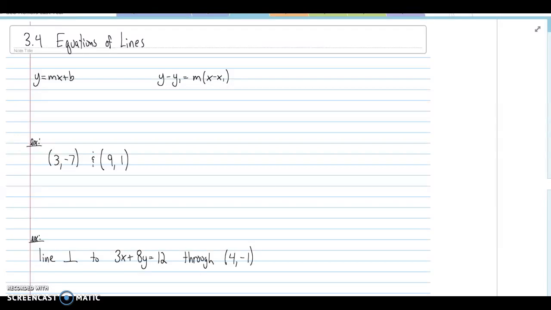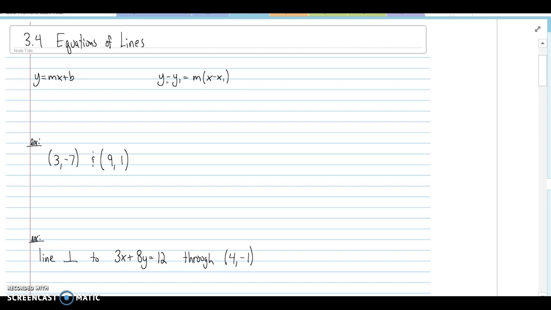This is Honors Geometry, Section 3.4 on writing equations of lines. First off, we have two formulas that we're going to be using as we write equations of lines. We have slope-intercept form, y equals mx plus b, where m is the slope, and (0, b) is the y-intercept, which would be the point where the line crosses the y-axis. And then we have our point-slope form, where the slope of the line is m, and the point (x1, y1) is a point that is on the line.